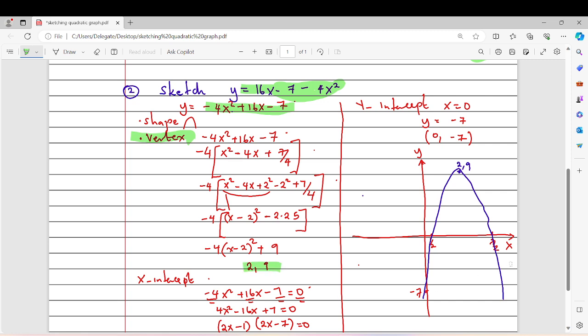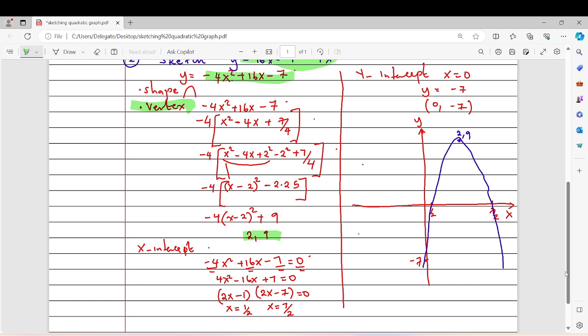Now next, we need to know where it crosses the x-axis. First of all, I used factorization. There are so many ways of solving a quadratic equation. I used factorization and then worked backward, and I also put that in one of the videos on how to solve quadratic equations. Then the y-intercept: make your x be 0, and you end up having (0, -7).